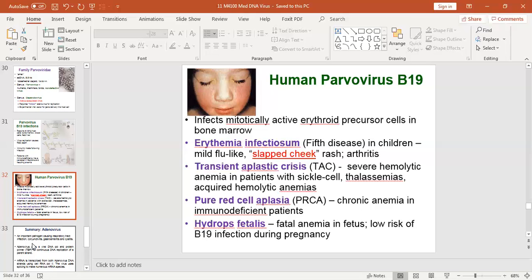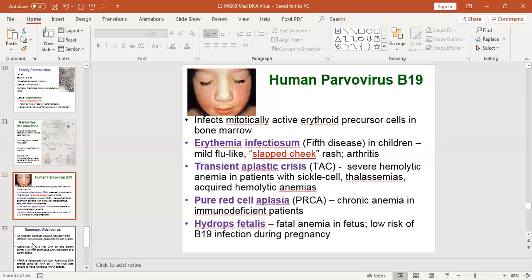And the second disease caused by parvovirus B19 is transient aplastic crisis, or TAC. It's a severe hemolytic anemia in patients who have other underlying anemias, such as sickle cell anemia, thalassemias, or acquired hemolytic anemias. So basically, these patients have an underlying genetic disorder such as sickle cell or thalassemia, or acquired hemolytic anemias. And infection with parvovirus adds more onto the underlying cause. So basically, we end up with a much more severe hemolytic anemia, during which red blood cells are ruptured and patients suffer low numbers of red blood cells.